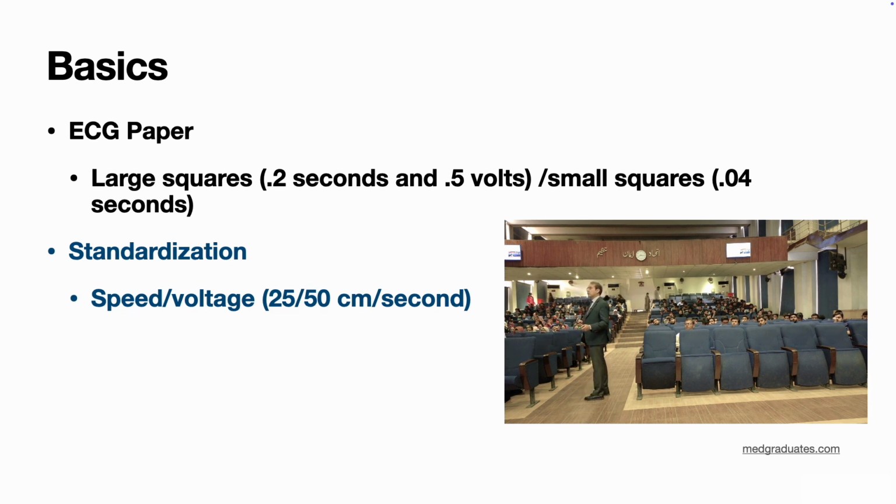Normally we use 25 centimeters per second. The normal ECG you see is at 25 centimeters per second. But when you read an ECG, you should see what the speed is on this ECG. Usually it is written on the ECG paper in modern machines that this is running at 25 centimeters per second. And then over and under damping.